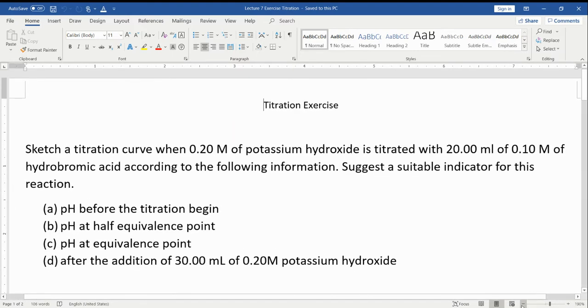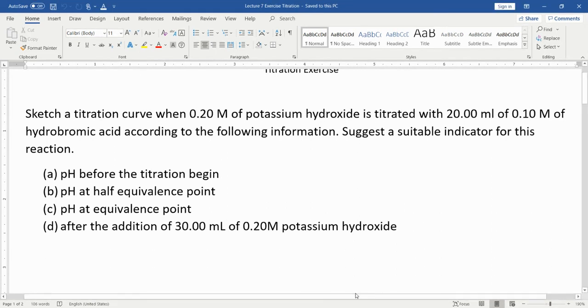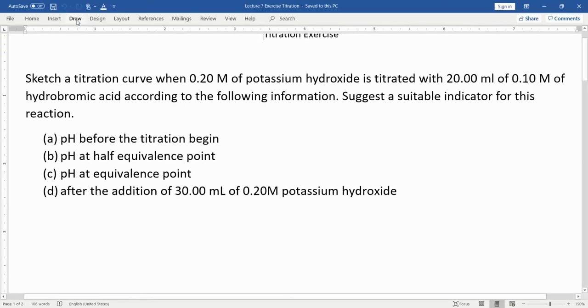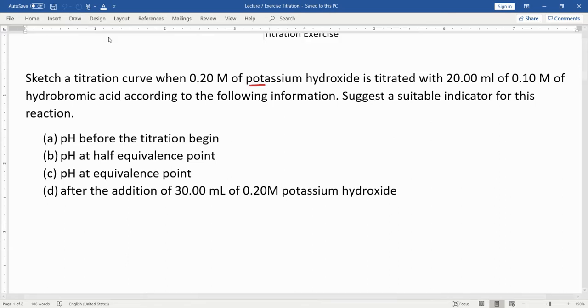Welcome to Chapter 7. Now let us learn how to sketch a titration curve using the information given. Now let's look at the question. The question says that potassium hydroxide is titrated with hydrobromic acid. Hydrobromic acid means it is HBr.